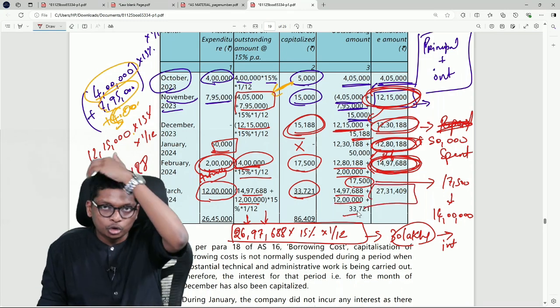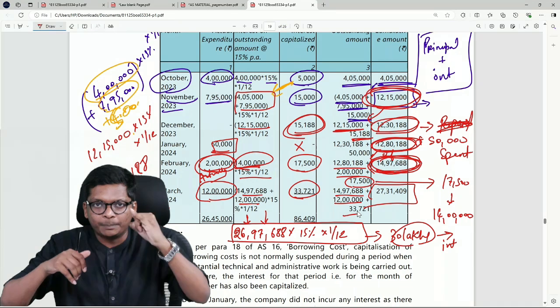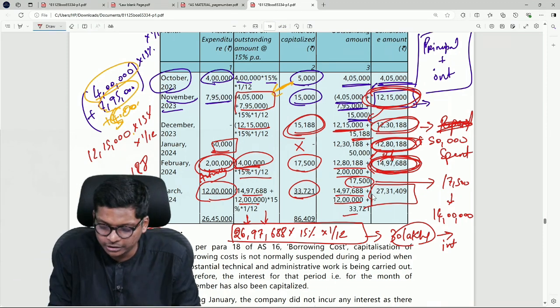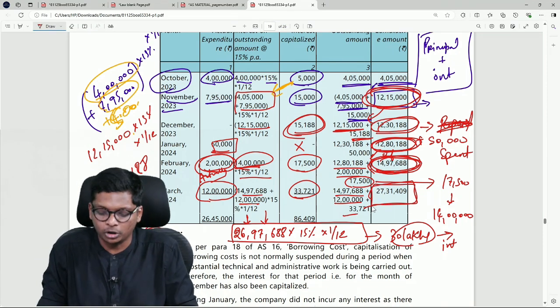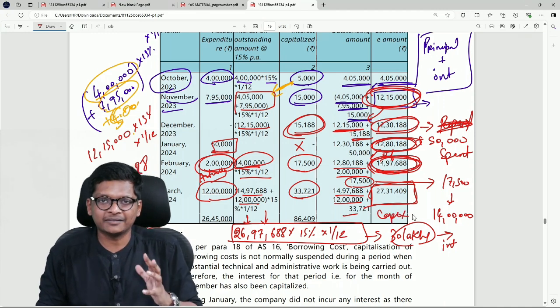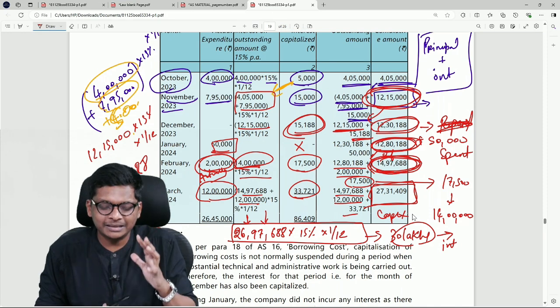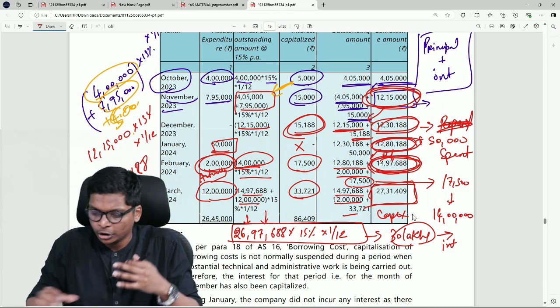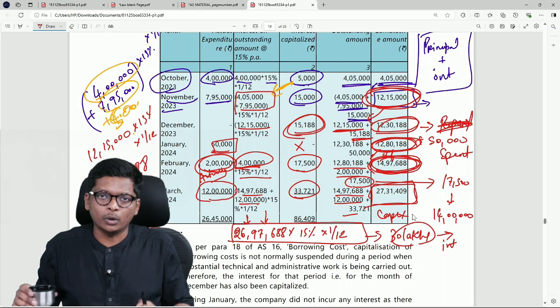Closing balance. Total spending on principal plus interest is 27,31,409. This amount will be capitalized. I hope you guys have understood, guys. It's a proper detailed sum. I have explained using the solution quickly what has been done.